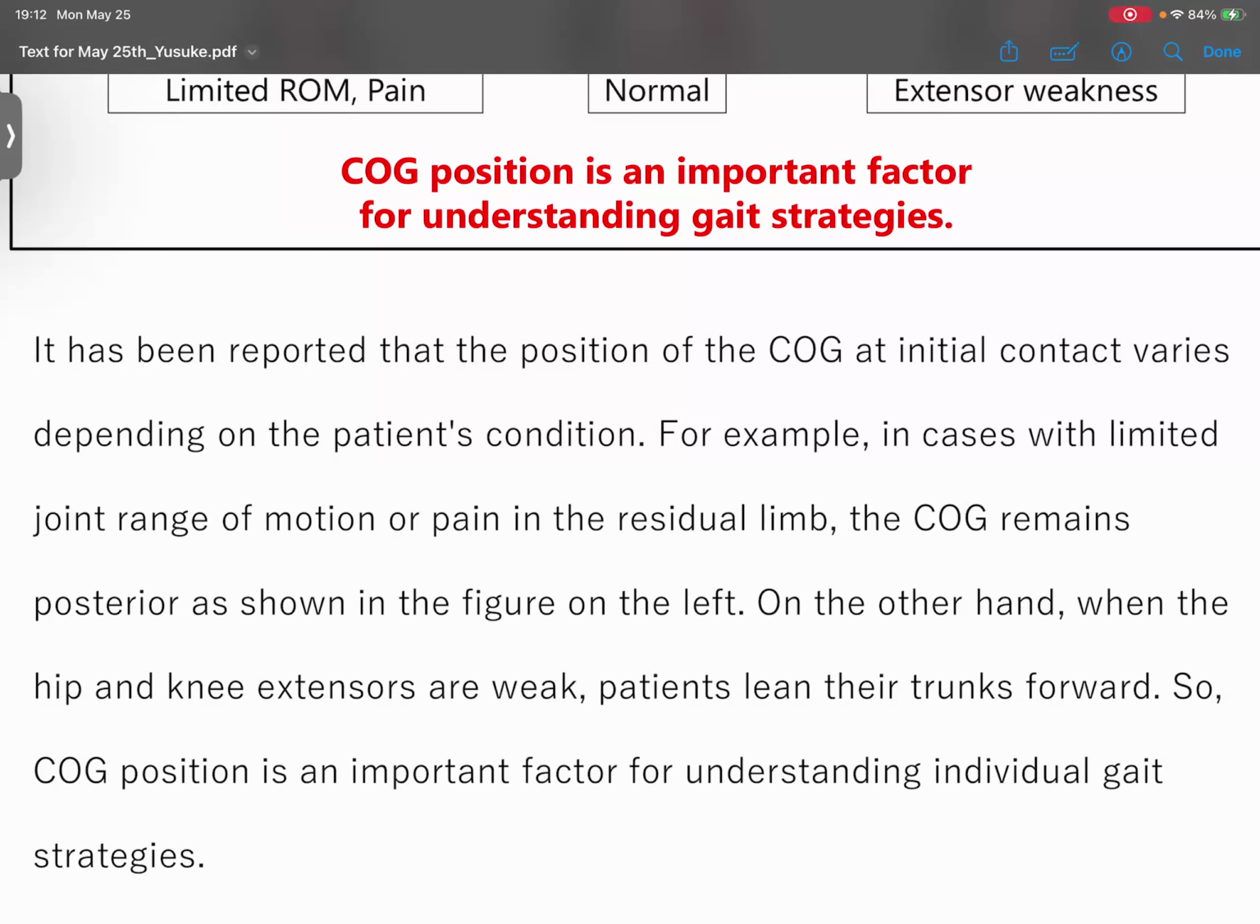So COG position is an important factor for understanding individual gait strategies. Do you have a question? No. Okay, that's good practice.